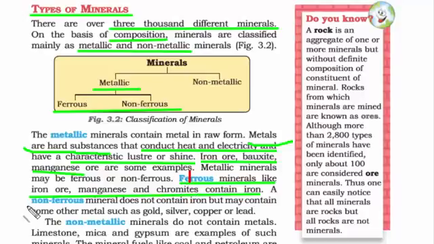On the other hand, a non-ferrous mineral does not contain iron. So there are other metals such as gold, silver, copper or lead. All these metals such as gold, silver, copper are not hard. You can twist and turn them with your hands. So this was all about metal.